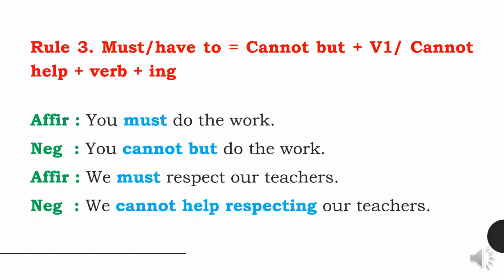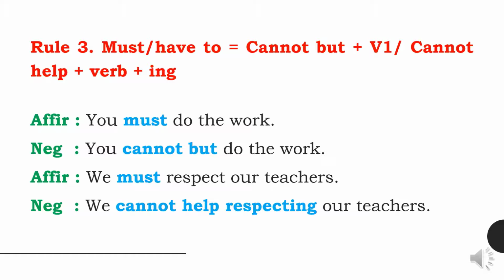Let's see another example. We must respect our teachers. In this sentence, we have followed the second structure, that is, we have used cannot help, and according to this structure, we know if we use cannot help, then we have to add ing with the main verb. Here the main verb is respect, that's why we have used ing with the verb respect, and it becomes respecting. So the complete sentence becomes we cannot help respecting our teachers.